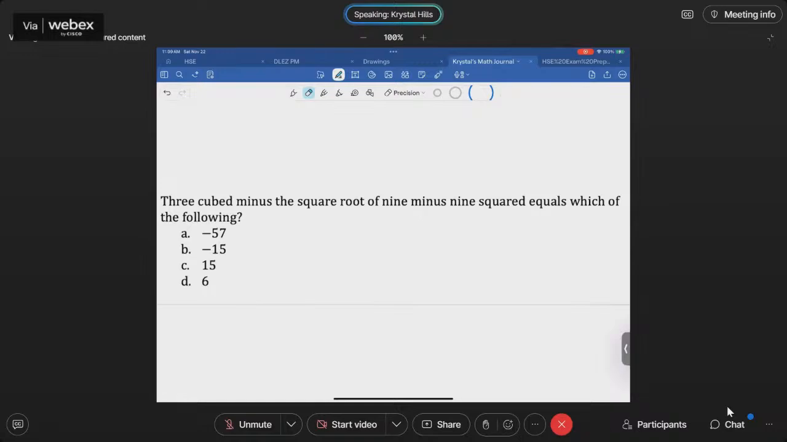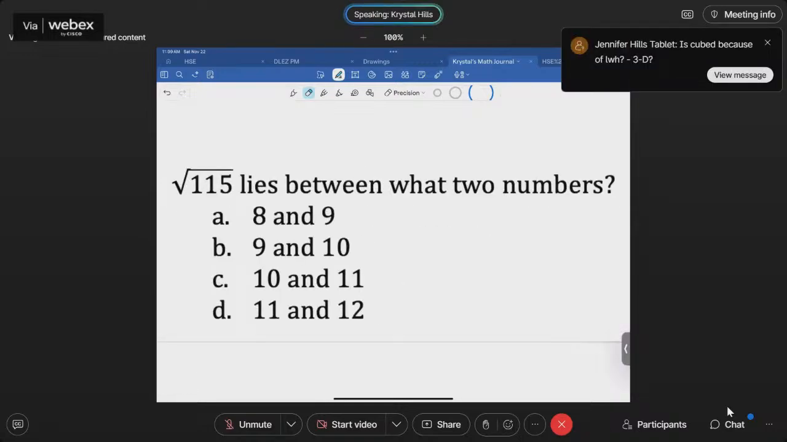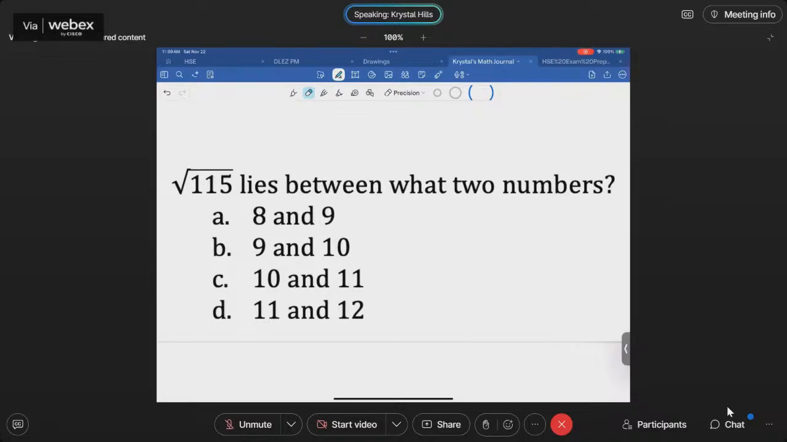Very good. I'm glad y'all liked my brain teaser. All right, here is another. Okay, wait, it's cubed because of length times width. Yes, 3D. Hey, that's another. Yes, Dr. Hills. Here is another question you may see on your exam. What is your answer?